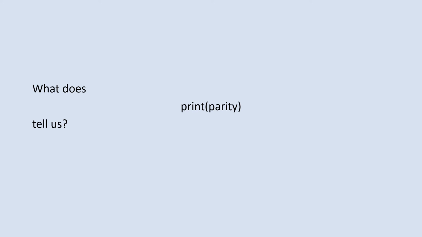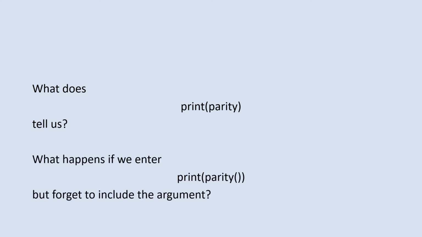So you might want to check to see what would happen in this example if you print parity without having anything with parentheses in place. So we don't have the brackets at the end of parity. In this case, we're asking Python to print the function description. What is this thing? What is parity?